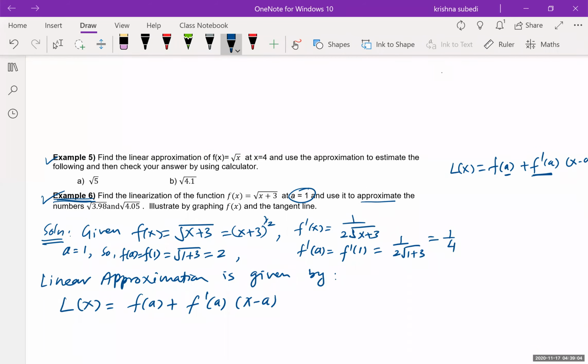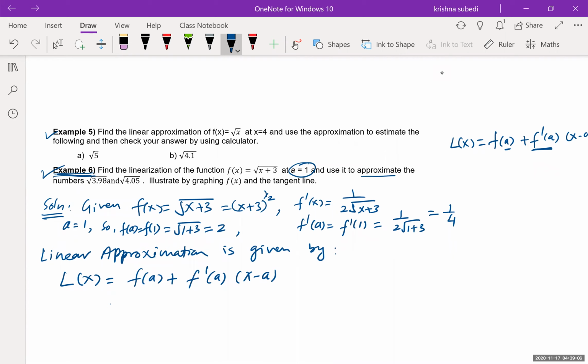Now let us substitute the value. So f of a means f of 1. I think we can write the value directly. We already have f of a, which is 2, plus f prime of a, which is 1 over 4, times x minus a, which is 1. And we got the equation here. That is our linear approximation.